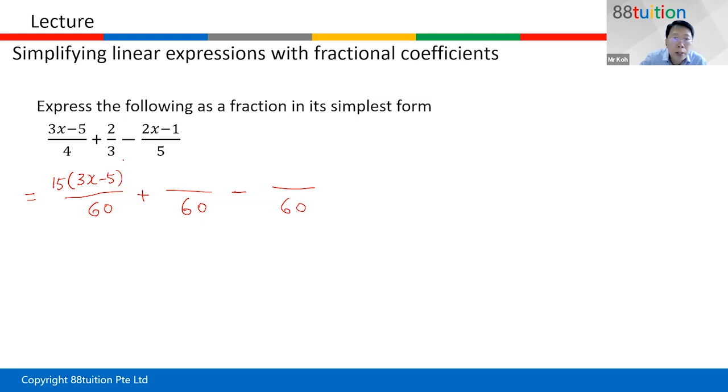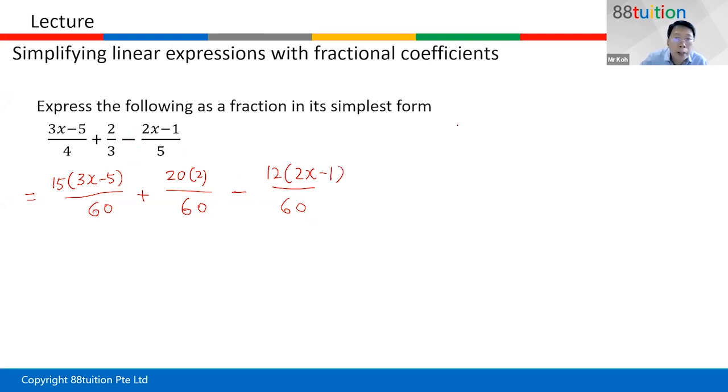The next one, 60 divided by 3, I get 20. So on top, I actually have 20 times 2. Okay, maybe I'll just put 20 times 2 then. Then last one, minus, 60 divided by 5, which is 12. So I put a 12 and then bracket 2x minus 1.